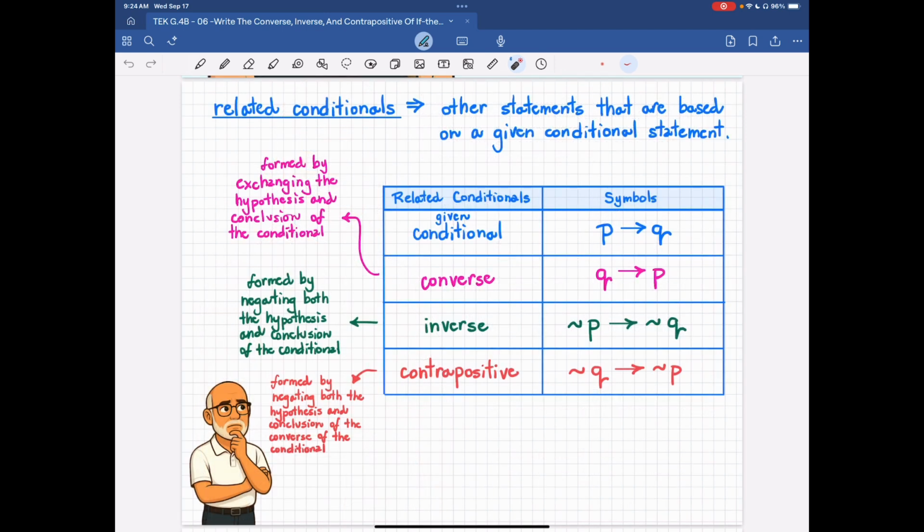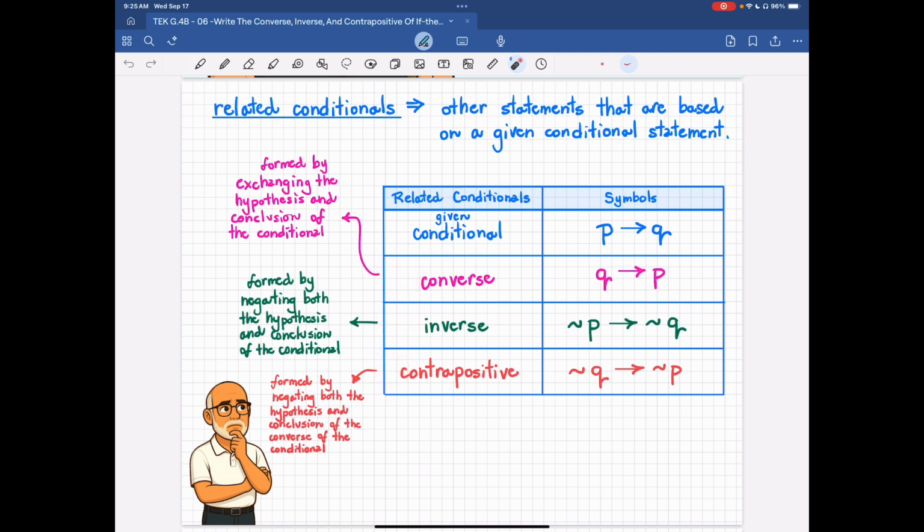We have something called related conditionals, and these are other statements that are based on a given conditional statement. Now, you're used to seeing that given conditional statement. It's if something happens, then this happens, okay? But we can take that and we can convert that conditional statement, the one given to us initially, into three other types of conditional statements. So we can do a converse, an inverse, and a contrapositive.